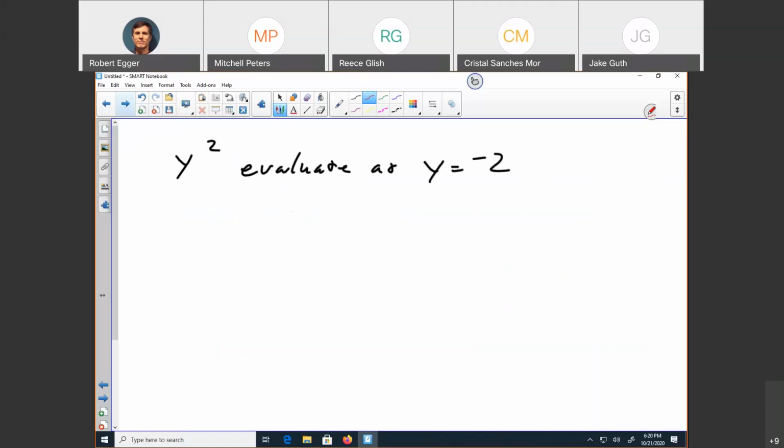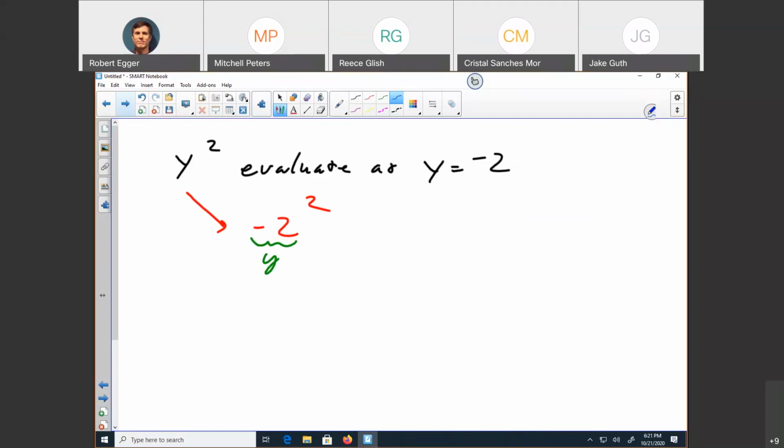Now, first thing is, hey, y is -2. Okay, so I guess by putting them together, it's -2 squared, because that's y, right? Y is -2. But would that be correct? Would that be correct?